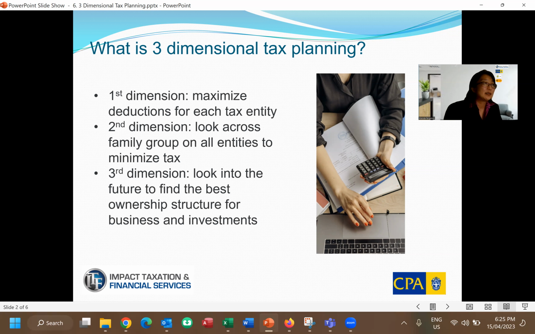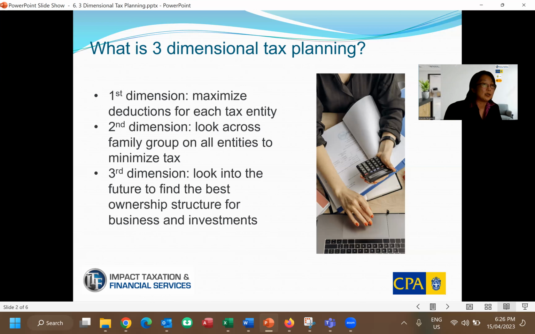And then the second dimension is to look across the family group on all entities to minimize tax. A family group can include individuals, companies, and family trusts. We need to look at the total profit for the family group, and then which entity has the least marginal tax rate to receive the income. Of course, that needs to be in compliance with tax office requirements too. So that's the second dimension.